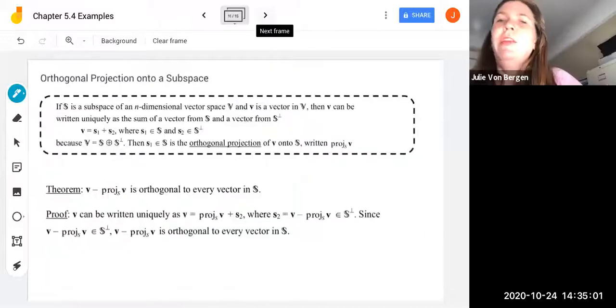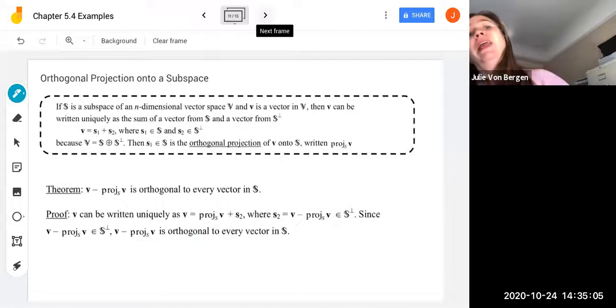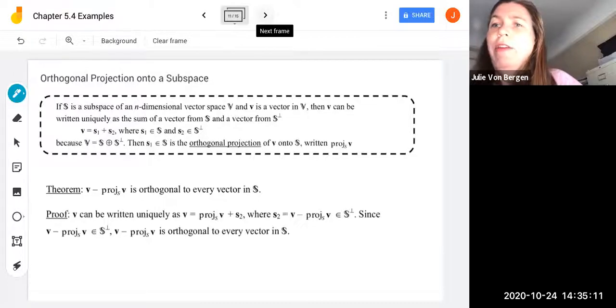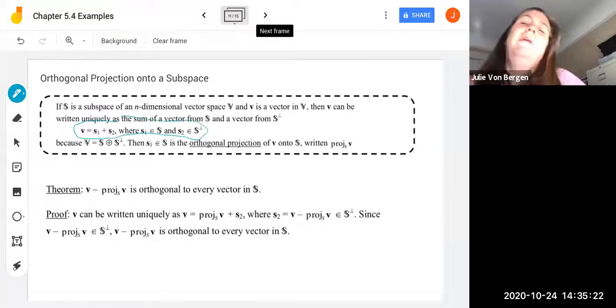In this video, we are going to take a look at the orthogonal projection onto a subspace. So if S is a subspace of an n-dimensional vector space V, and lowercase v here is a vector in V, then v can be written uniquely as a sum of a vector from S and a vector from the orthogonal complement of S, or what we can call S perp.